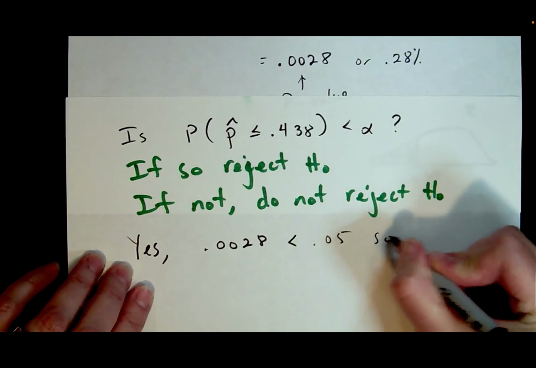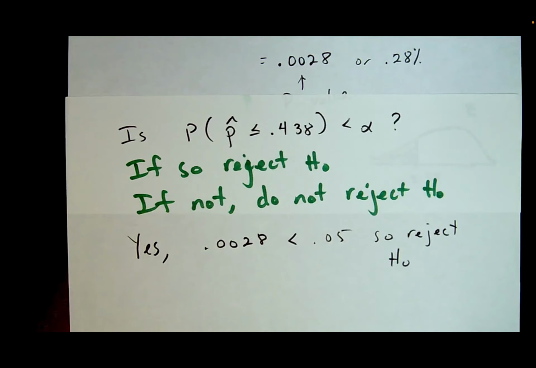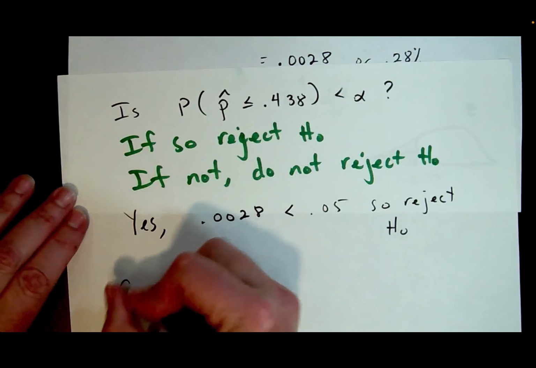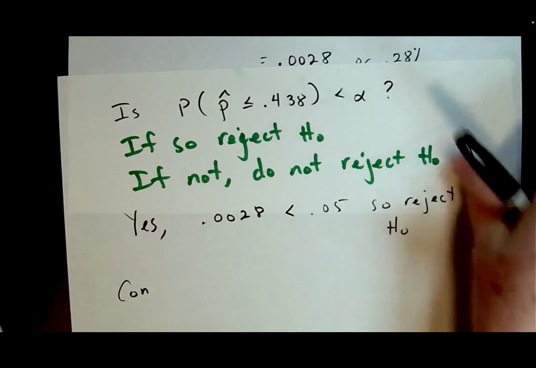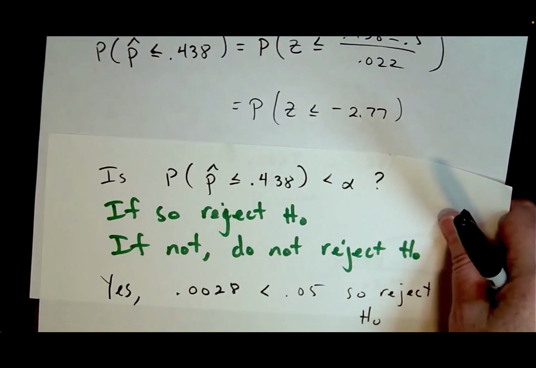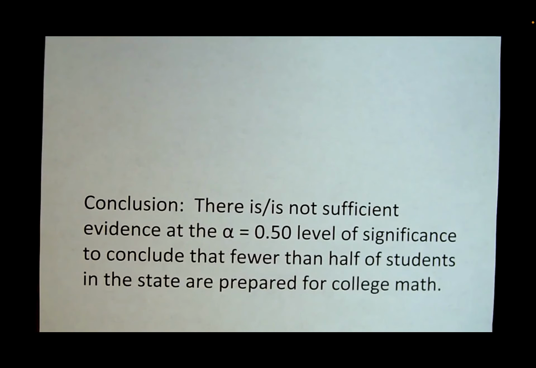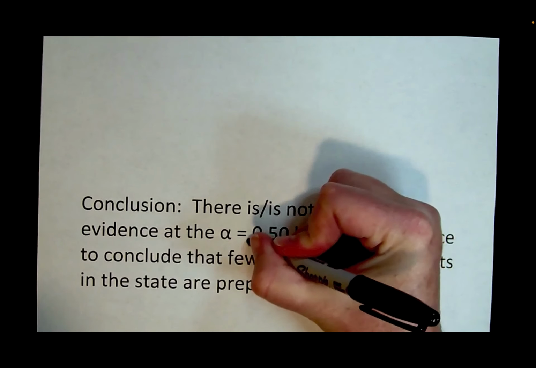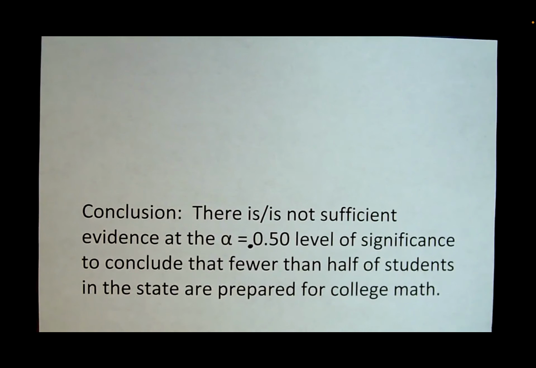So reject H naught. And conclude, I guess I typed that out for us. So conclude, there is or is not sufficient evidence at the alpha equals 0.05 level of significance to conclude that fewer than half the students in the state are prepared for college math.